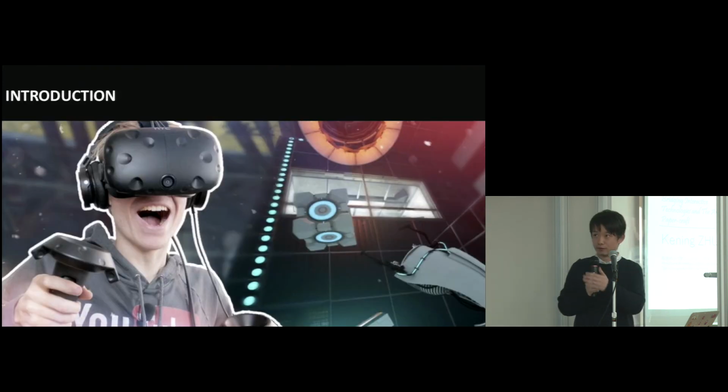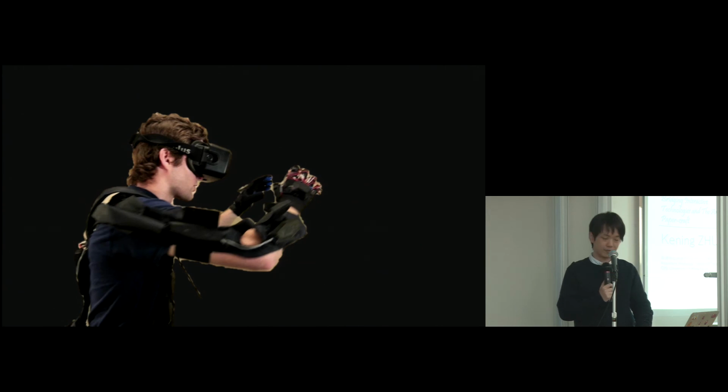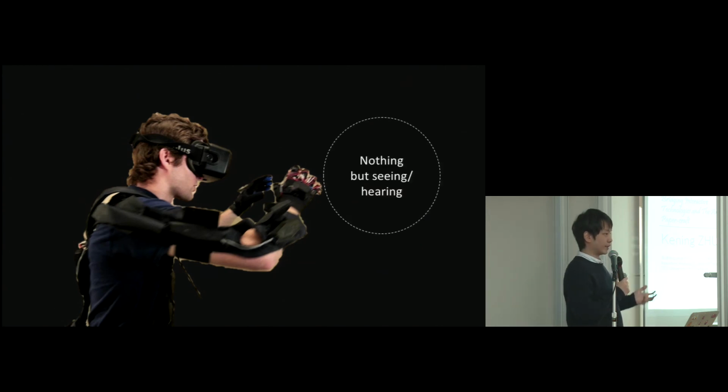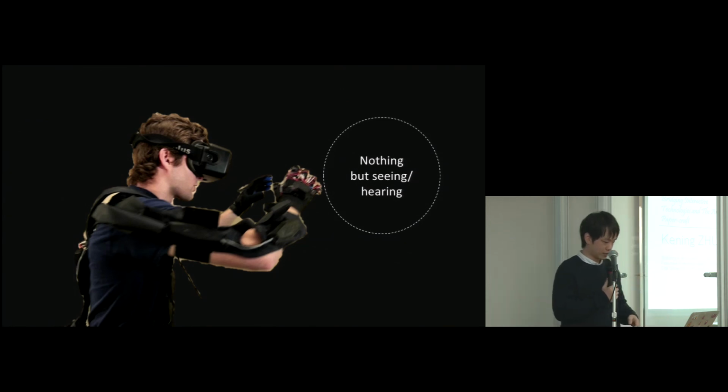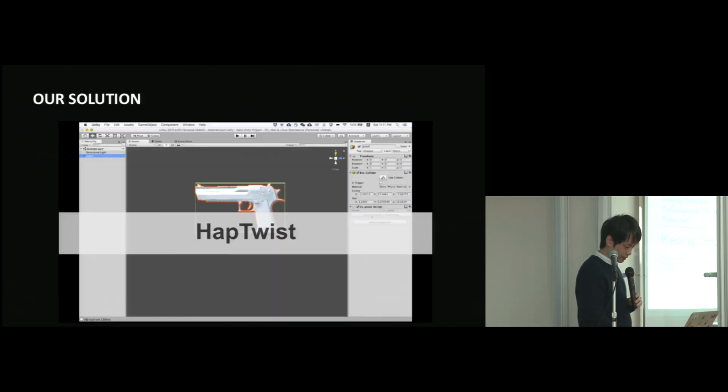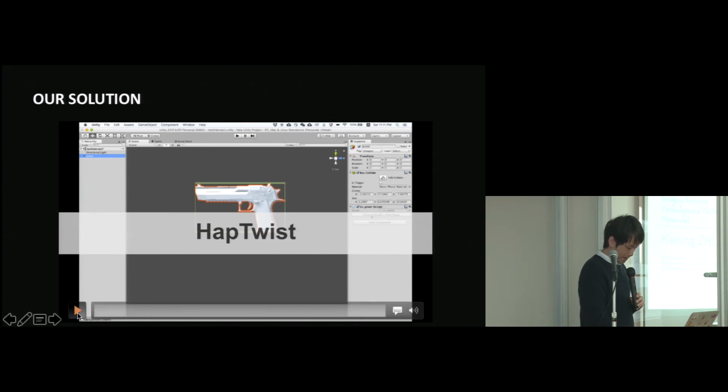So again, the motivation is we try to solve problems in virtual reality. Usually we can see very realistic visuals, and we can hear realistic sound, but other than that, we can't touch it. When we approach some object, we can't touch the object. So we want to use physical objects to provide some touch feelings to the user in virtual reality. So we developed this HapTwist.